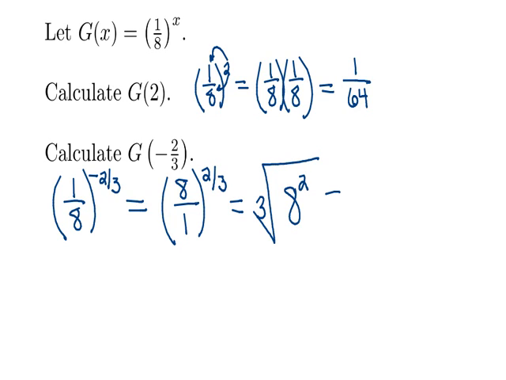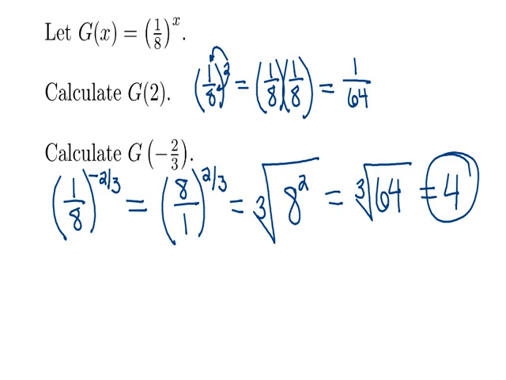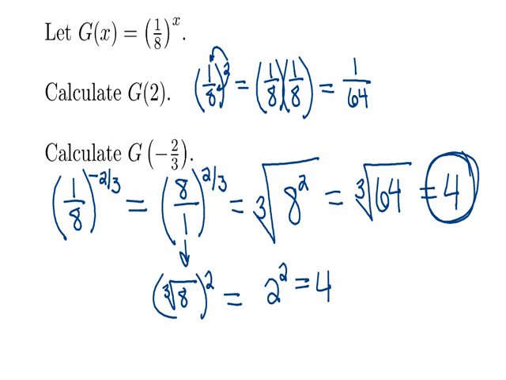Okay, so let's go ahead and square 8. That's 64, and the cube root of 64 is 4. Okay, the other way we could have looked at that down here is I can take the cube root of 8 first and then square it. The order we do that in doesn't matter. It's both exponent operations. So the cube root of 8 is 2, and then square that and we still get 4.